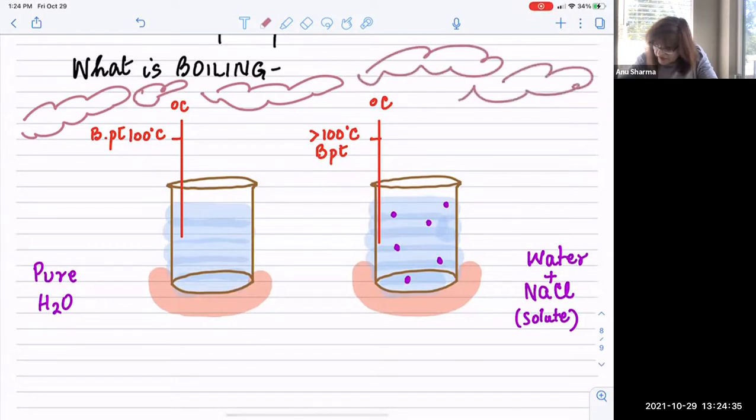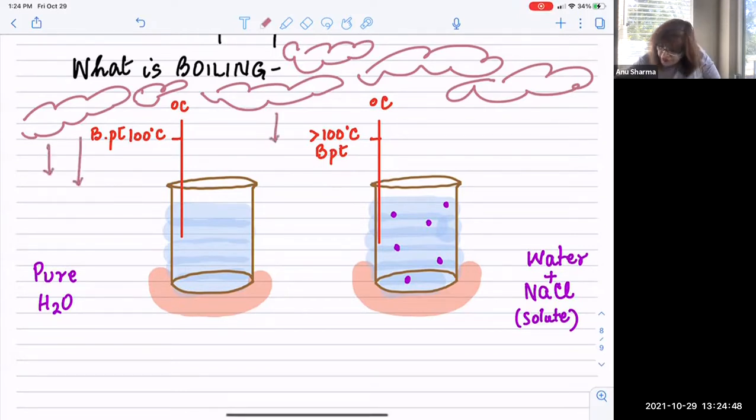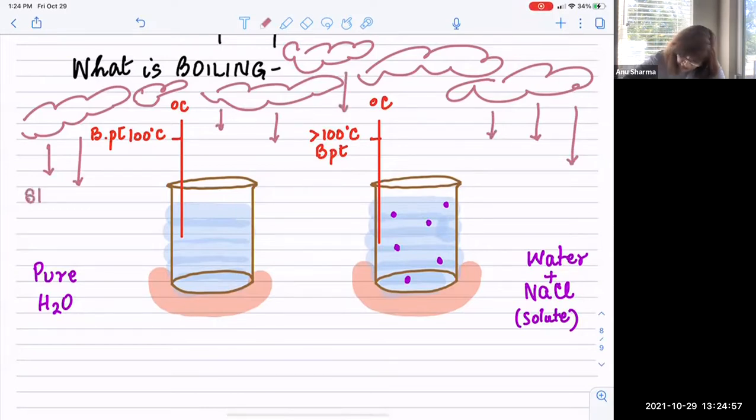Okay, so now we are trying to understand what's happening in an open system. Here we see that the clouds are exerting their pressure. The atmospheric pressure is there on the boiling solution, so we measure that atmospheric pressure. Our normal standard atmospheric pressure is 1 atm.